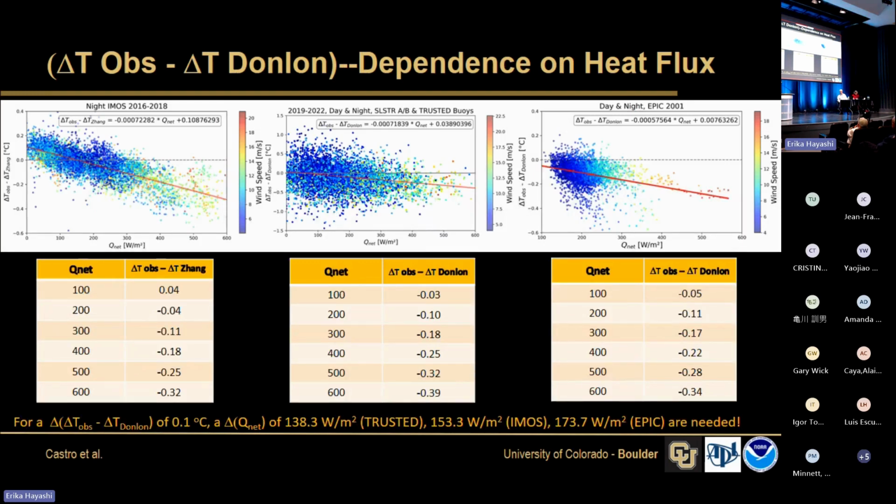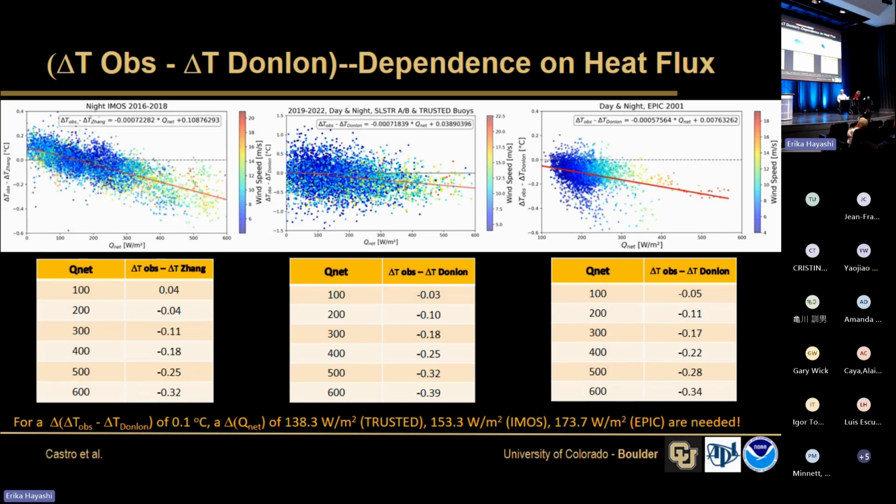So finally, the last comparison I made, I looked at the dependence of the delta T residual on heat flux. So this is what we are ignoring by using a simplified parameterization based on the wind speed alone. And as you can see, all the data sets suggest a linear dependence between the residual and the heat flux. The slopes are very, very similar. In fact, the slope for the buoys and IMOS is the same slope.